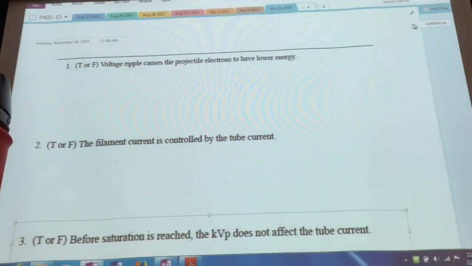Do you have a reason? Yes. What's your reason? Because voltage ripple, we have it when the voltage goes up and it goes down, and when it goes down, the energy goes down, so the electrons are slower. So they have lower energy. More voltage ripple gives you more low energy electrons.